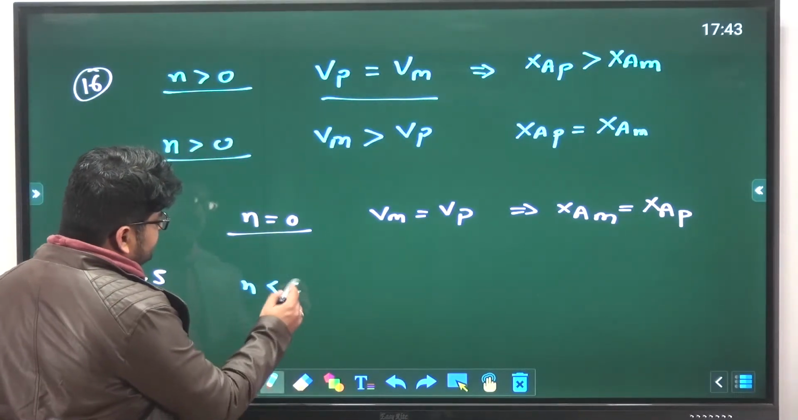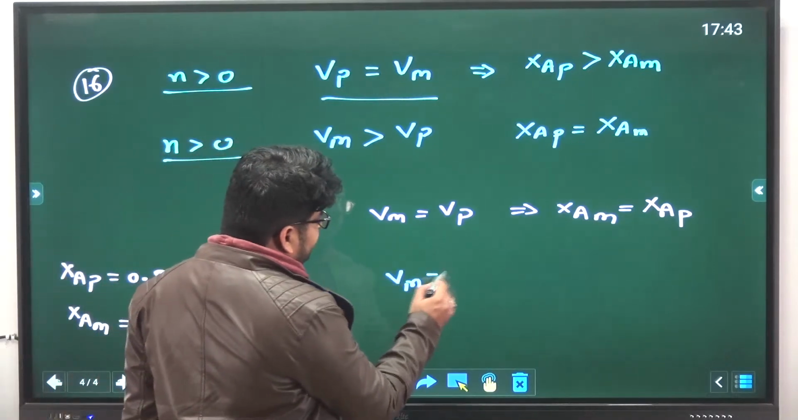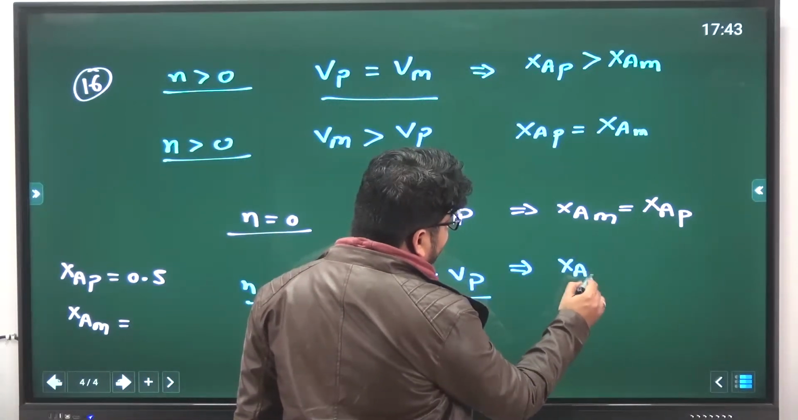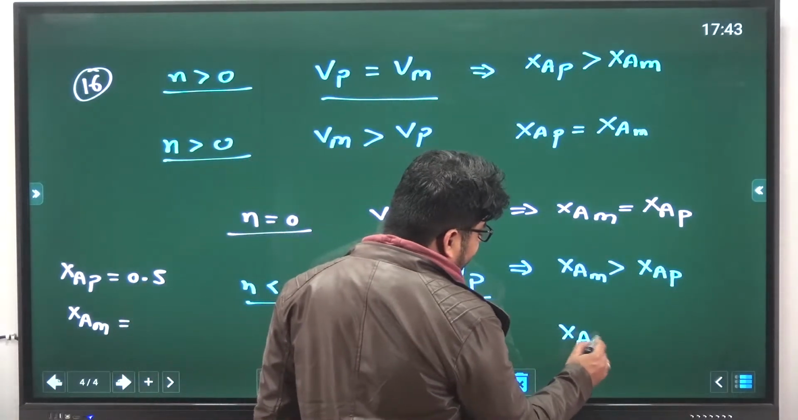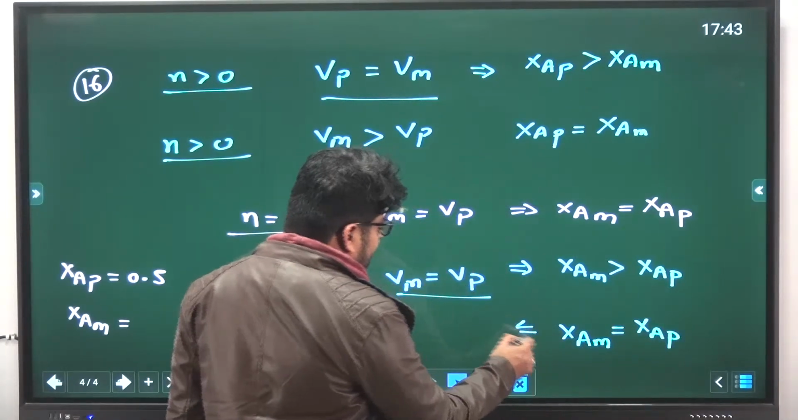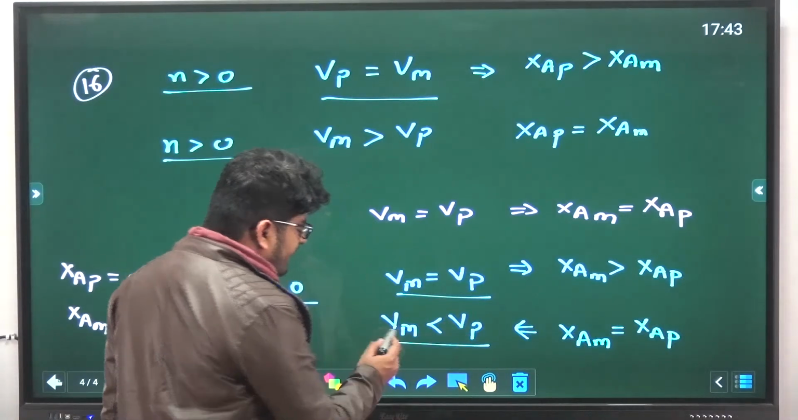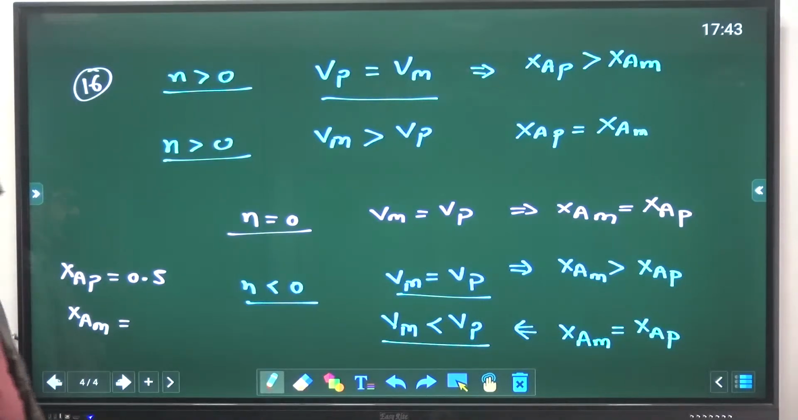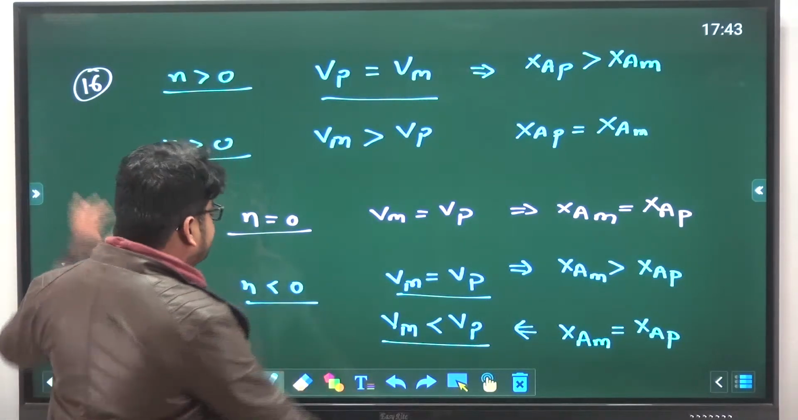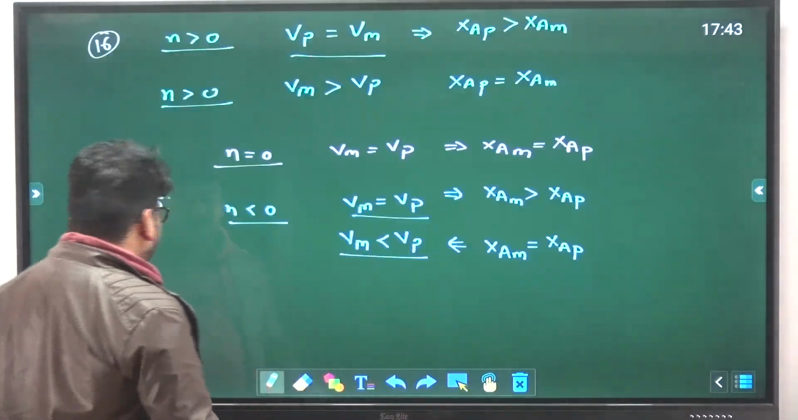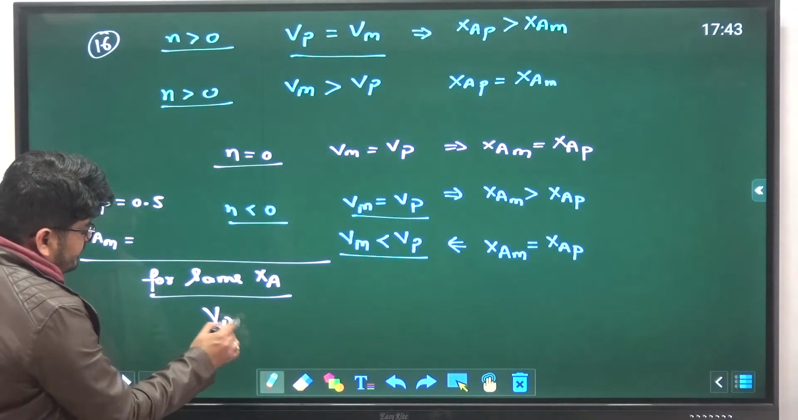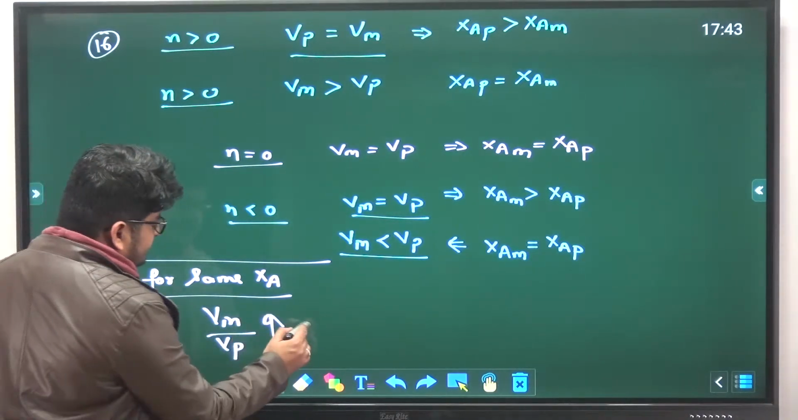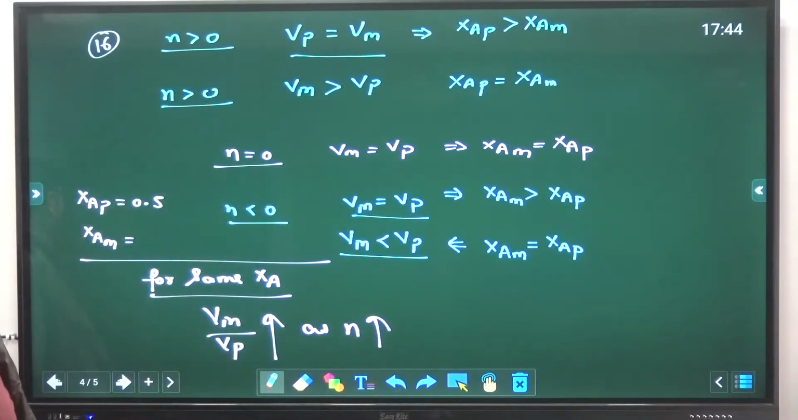And similarly, the next is for negative order reactions. If you take the MFR and PFR of same volume, then the conversion obtained in MFR will be greater than that obtained in PFR. Or if you take the same conversion for MFR and PFR, then the volume required by MFR will be smaller than that required by PFR. Okay, I hope you understand this. So here one thing which I hope all of you already know, that if we are comparing the MFR and PFR for the constant conversion, then the ratio of their volume increases with order of reaction. Like if you increase the order of reaction, then the ratio of their volume will also increase.